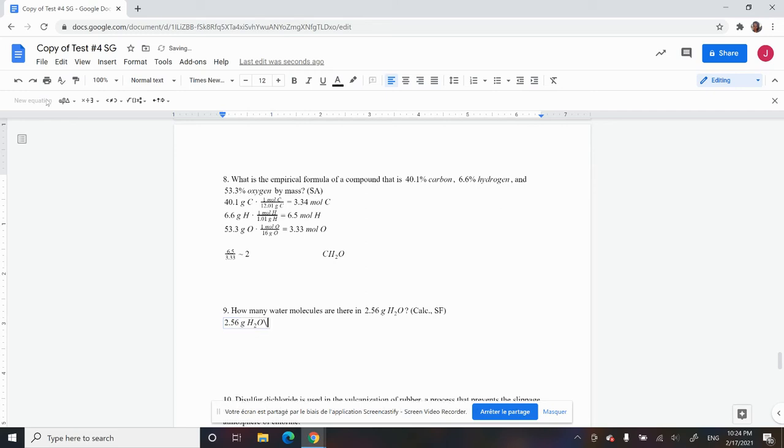So this is one of the sort of older ones that we've done. So we're just going to do like a straight calculation from grams to moles, or molecules rather. Calculated the molar mass of H2O. Rounded to 3 sig figs.